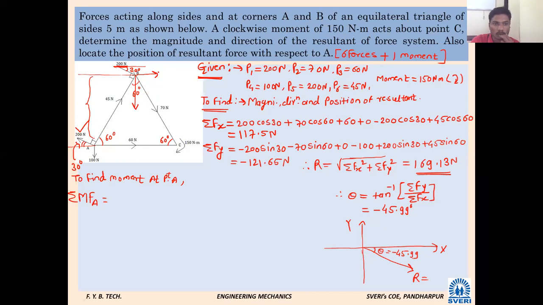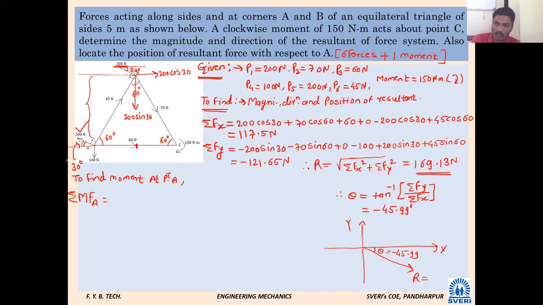So what will this component be: 200 cos 60, not cos 60, sorry, 30? 60 or 30? 30. It will come 30, and the vertical component will come 200 sin 30. And if I take this force upward, it will attack at the mid point, right? That will be the minimum distance between the vertical component and the horizontal component. You can ask a question.